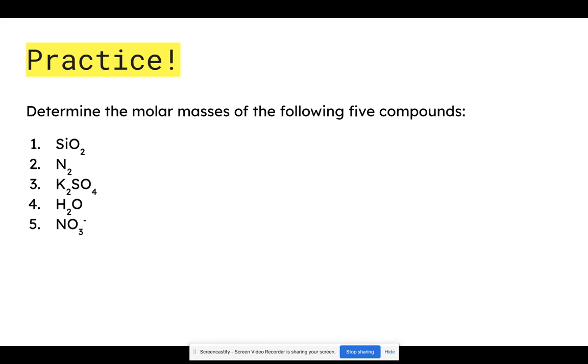Make sure you count how many of each atom you have inside your molecule, and that you account for that in your calculation. So for this first one, silicon dioxide, you want to make sure that you have 1 silicon atom in your calculation and 2 oxygen atoms, and that you add all of those molar masses together from your periodic table to give you a total for the compound. I'll give you a 3, 2, 1, pause the video, and then come back for the answers. So 3, 2, 1, pause.